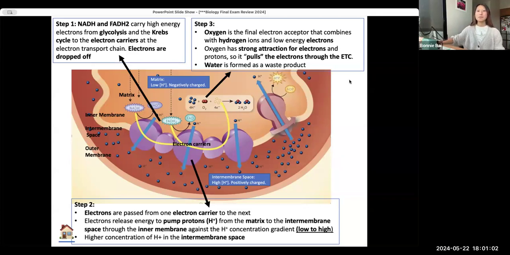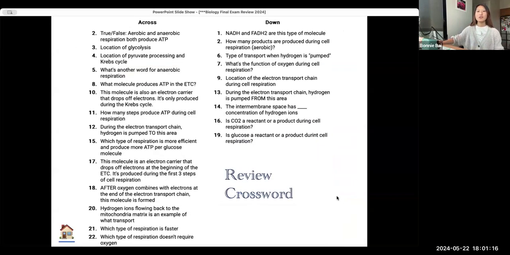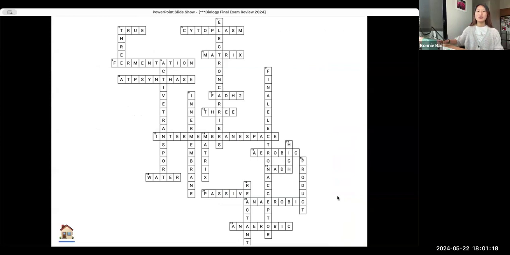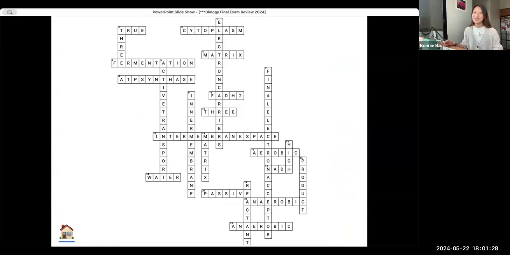Okay, moving on. Oh, to some answer key, apparently. So we have A through H, some questions and answers that you can go look at, but we've talked about all these different concepts already, so hopefully this makes sense. You're welcome to pause and take a look at the answers. And we did a crossword puzzle during class. You can take a look at these questions as well. You can pause and think about, do you know the answer? Okay, and here are the answers.